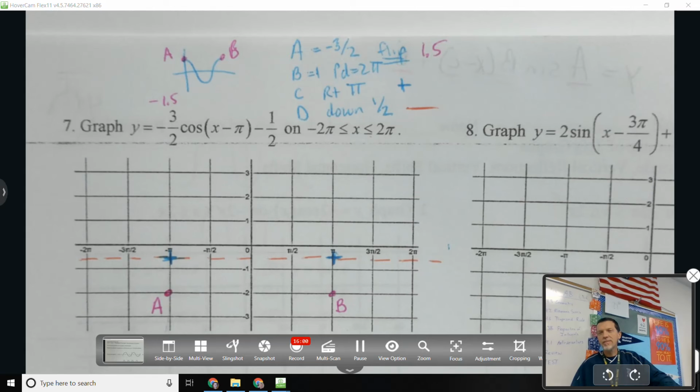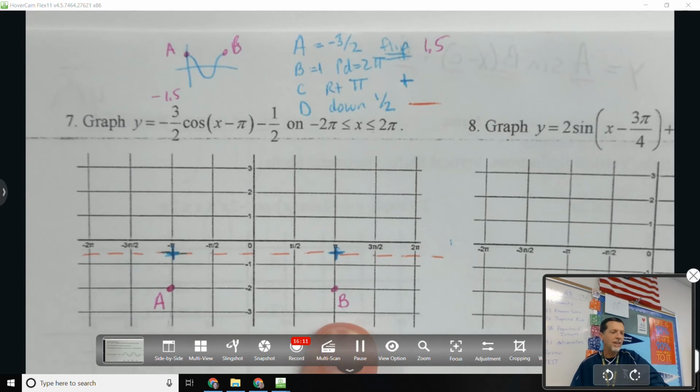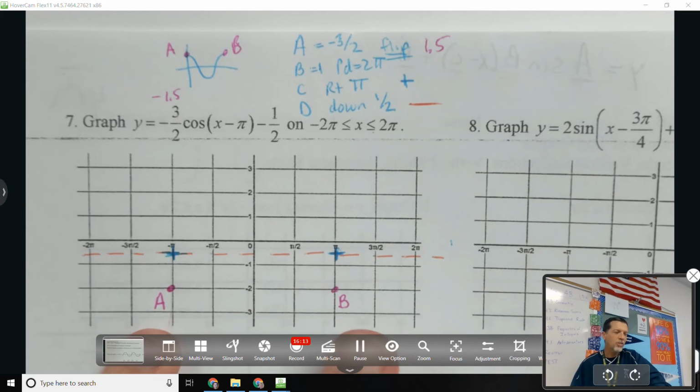Sounds like a Hallmark card or something. Every ending is a new beginning. And maybe not in life, but on sine and cosine graphs, it's absolutely true. Every ending is a new beginning. And so if it starts at -2, it ends at -2.